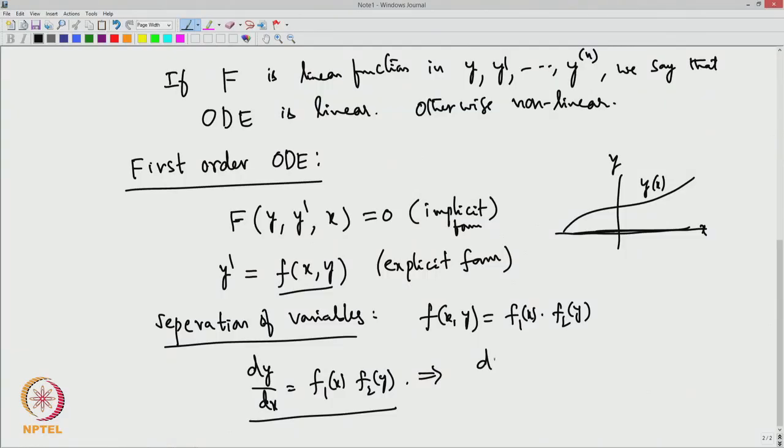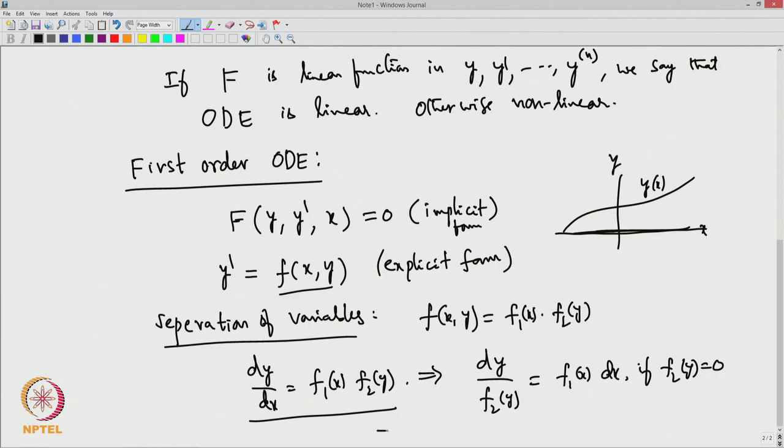Now if I divide, dy by f2 of y equal to f1 of x dx. When you write it like this, f2 of y should not be 0. So, you are in some domain in the xy plane, and the values where f2 of y is 0 you should avoid, they are not in your domain. That is the meaning when you divide. So, formally we do it like this.